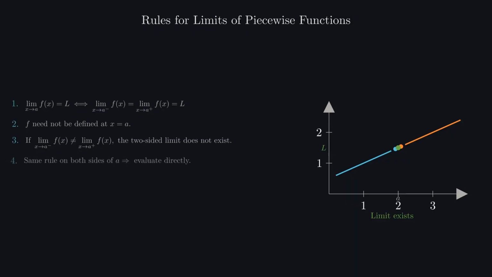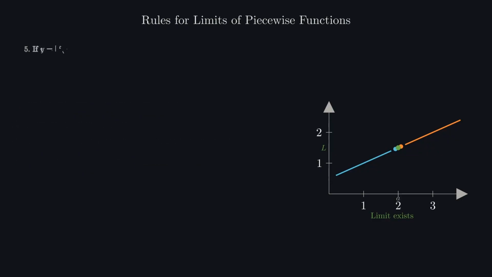Rule number four. If the function follows the same rule on both sides of the point, we don't need to check left and right separately. We can evaluate the limit directly by substitution. Two more special cases to know.